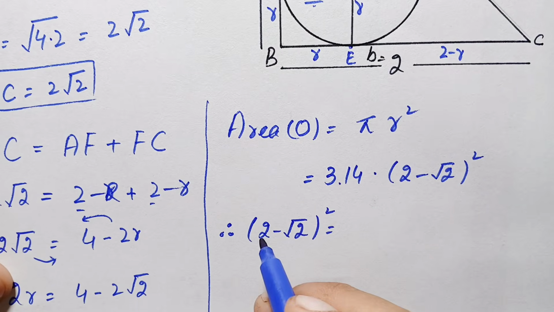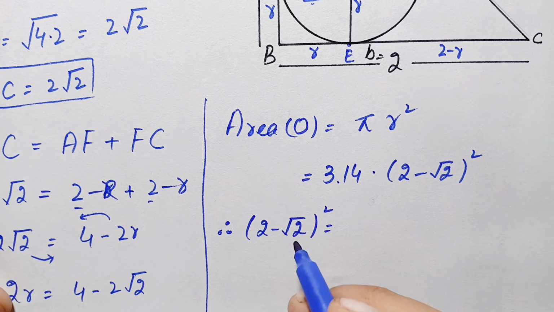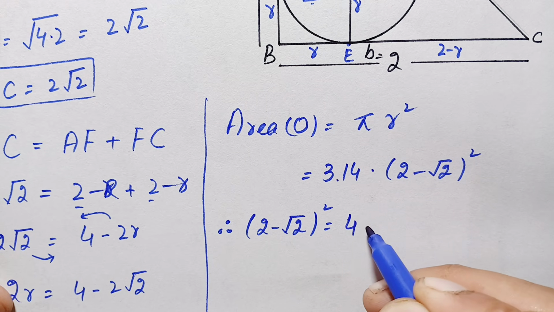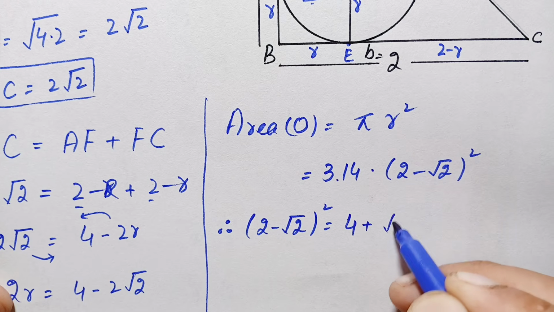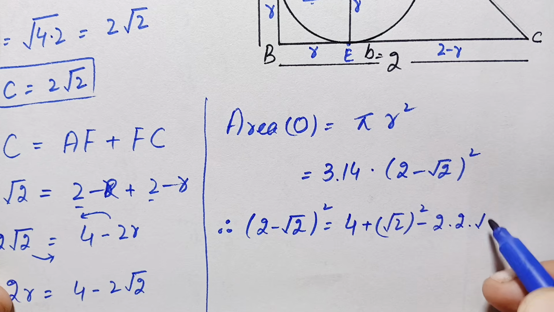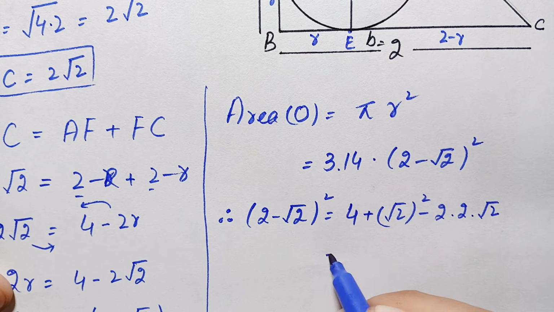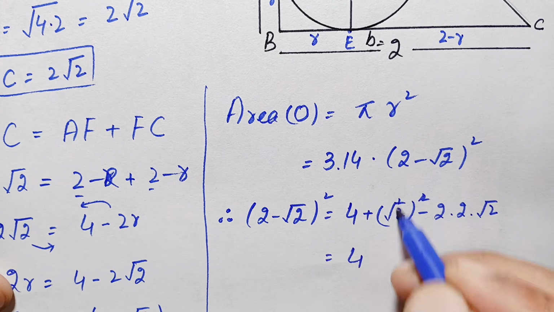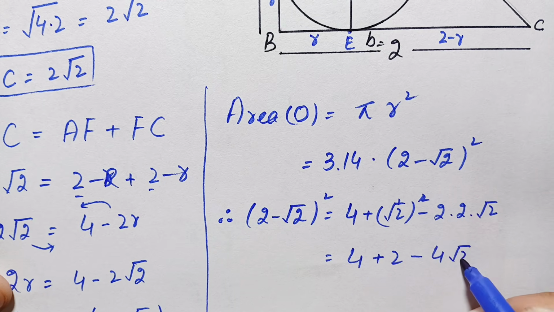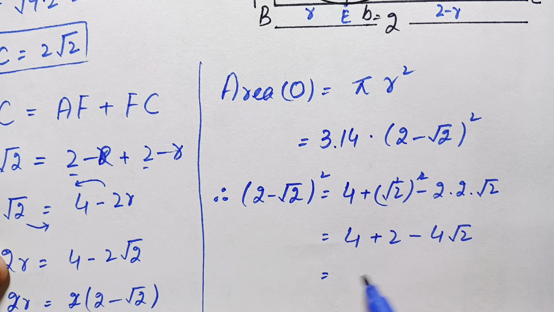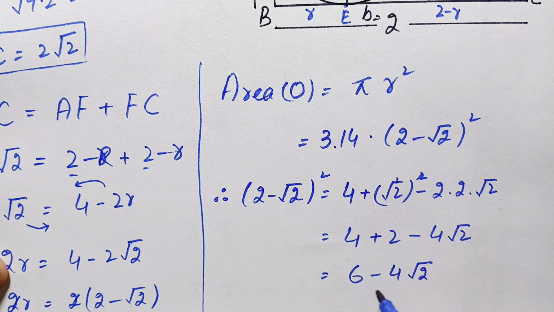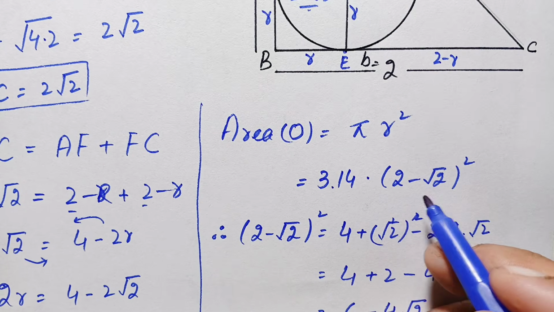We will expand this using the a minus b whole square identity, which is equal to a square plus b square minus 2 times ab. This will become 2 square, 2 square is 4, plus square root of 2 square, which is 2, minus 2 times 2 times square root of 2. So simplifying this right hand side, this is 4 plus 2, which is 6, minus 4 times square root of 2. So this will become 6 minus 4 times square root of 2. Here we will substitute this in place of 2 minus square root of 2 whole square.